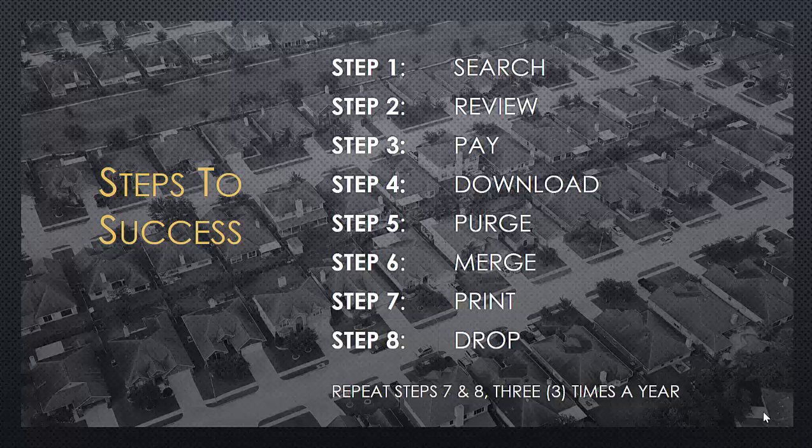Step six is we merge our data to our marketing piece. So you're going to take the leads and you're going to put them on a form letter that you're going to mail out, or you're going to put the property address and the owner's name and the owner's mailing address onto your marketing piece. So we've got to merge that. Step seven is print it all out. Either you're going to print it out at your home or your office, or you're going to ship it out to your printer or your what I call your fulfillment center.